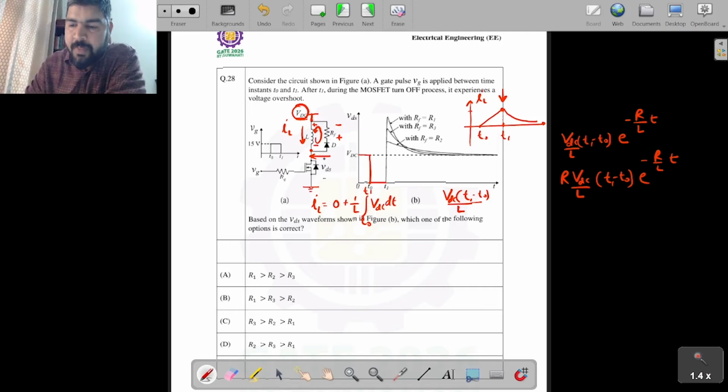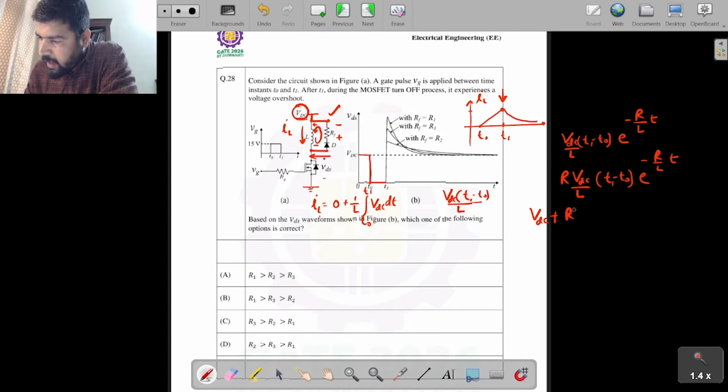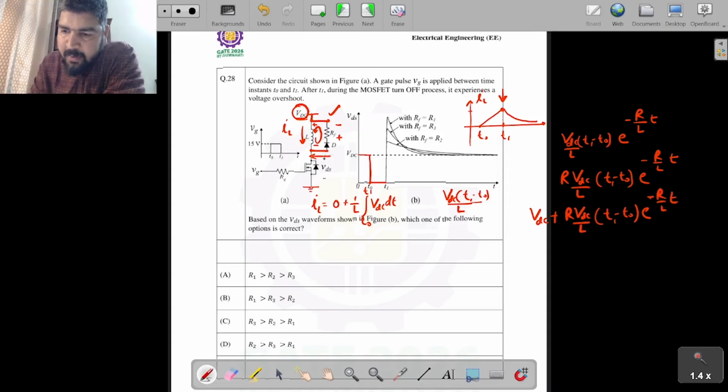Now, we know this voltage is VDC, and if we go from minus to plus, obviously the voltages will be added. So the voltage at this point will be this VDC plus this voltage: VDC plus R into VDC by L, (T1 minus T0) e to the power minus R by L T. This is the voltage that will appear here, and you can see that this voltage is plotted here.